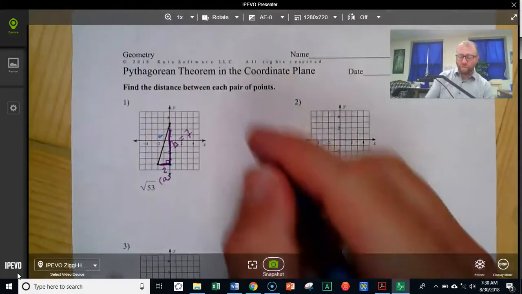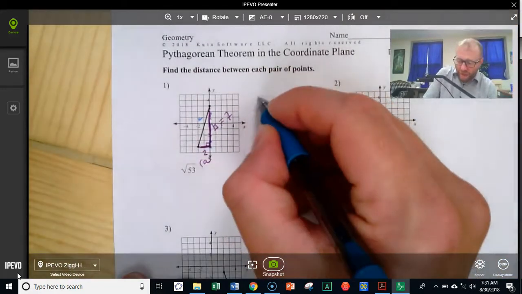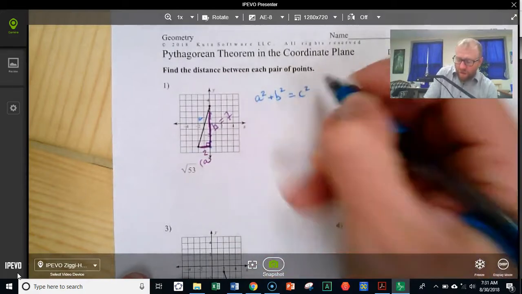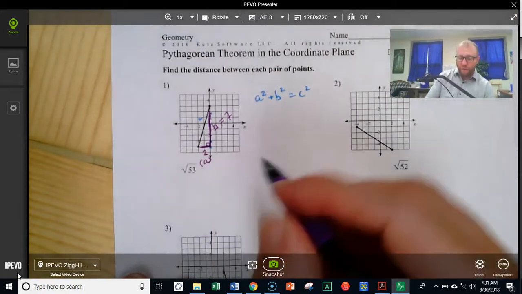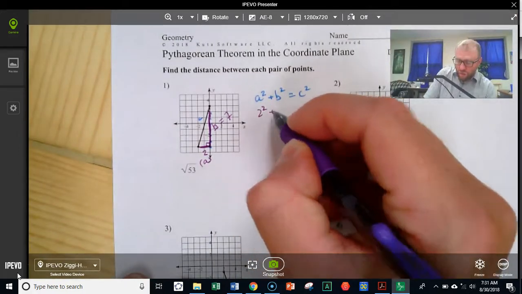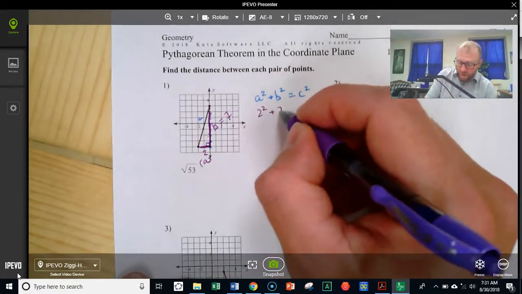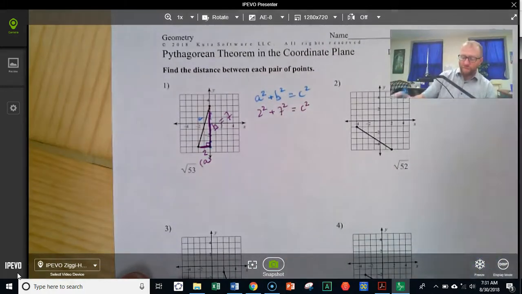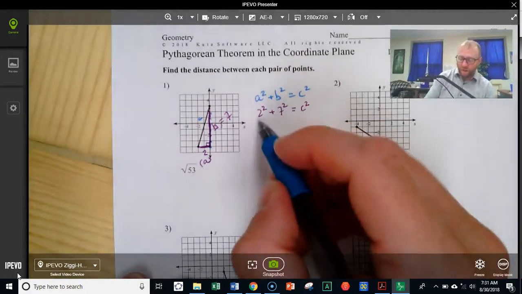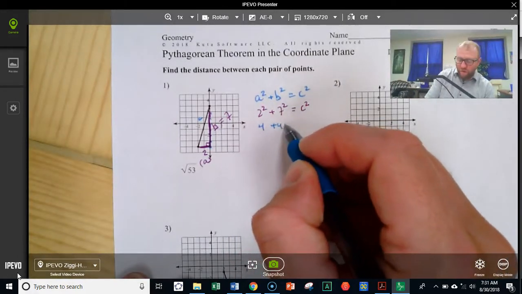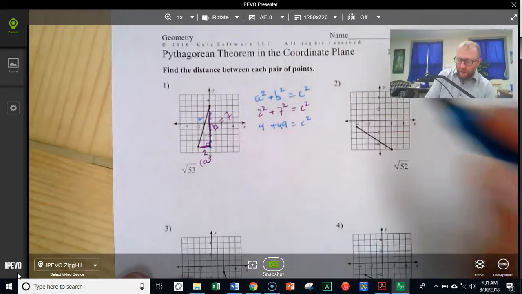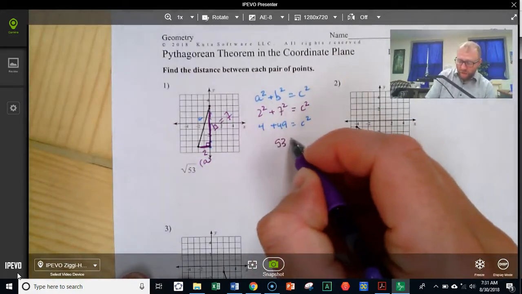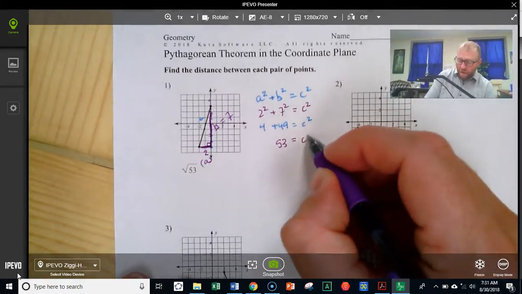What's the length of C? So I've got A squared plus B squared equals C squared. My A was 2. 2 squared plus my B was 7. 7 squared equals C squared. And then let's see, go back here. 2 squared is 4. 7 squared is 49 equals C squared. 4 and 49 is 53 equals C squared.